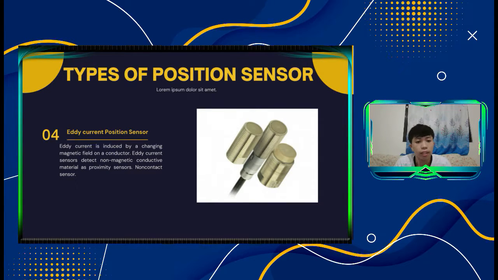Ang eddy current ay circular current na na-induce ng isang conductor kapag ito ay pinanatili sa isang nagbabagong magnetic field. Ginagamit ang eddy current sensor bilang a proximity sensor upang makita ang presence or absence ng non-magnetic conductive material. Ito ay isang non-contact sensor.